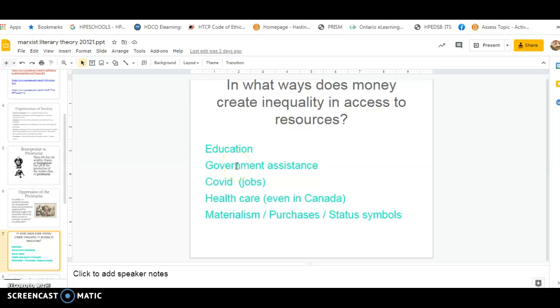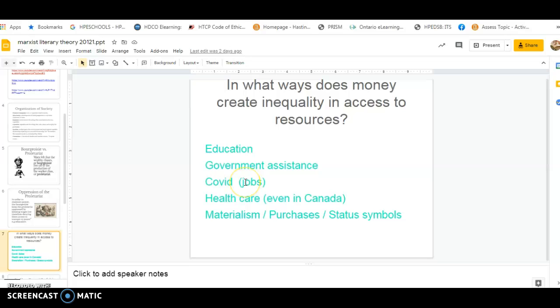Access to government assistance, and I've talked about this one before. In order to do that, you have to have internet, you have to have a bank account, you have to have a permanent home residence, and you need a computer or a device on which to log in. You need a number of things, and there are a number of barriers there that may actually prohibit you from getting government assistance.